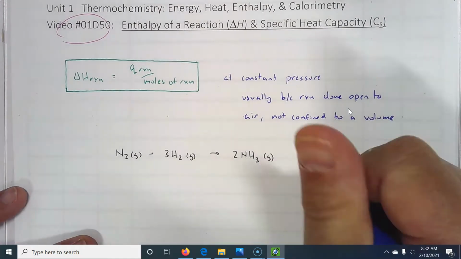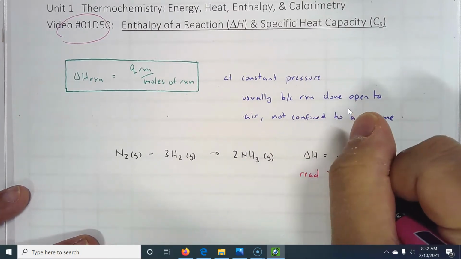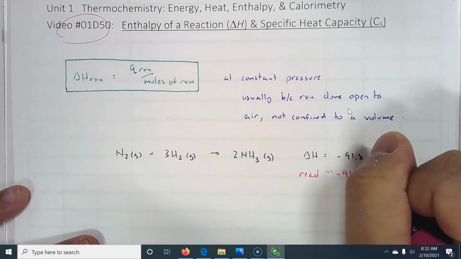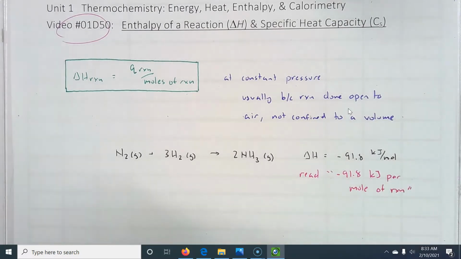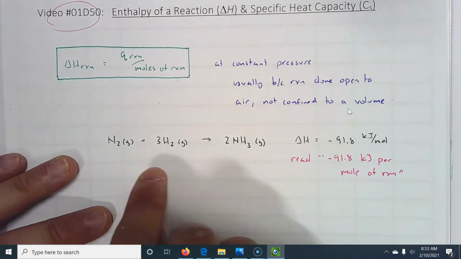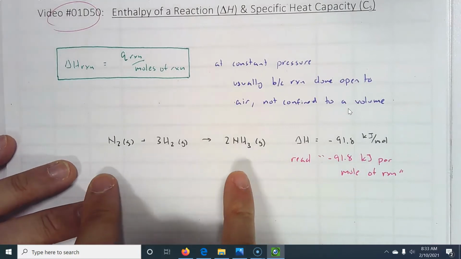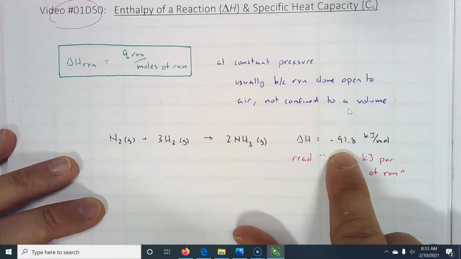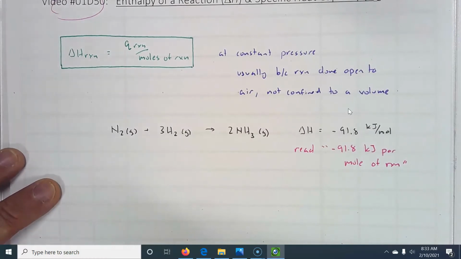So let me put how it's read. It's read negative 91.8 kilojoules per mole of reaction. So mole, Avogadro's number, 6.02 times 10 to the 23. When this reaction runs that many times, it's going to release 91.8 kilojoules. But we could also think of it this way, and I would like for us to think of it like this.